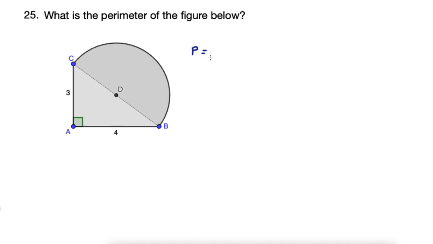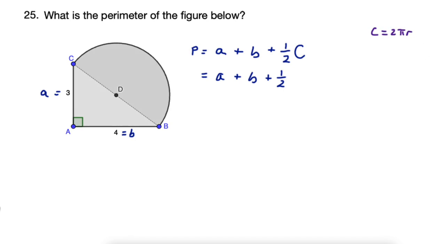So this figure right here has a perimeter of two sides. We can call this A and B, maybe, for our sides, since those are the legs of this right triangle. So we have the length of side A, length of side B, plus we have this semicircle. So I could say half of the circumference of a circle. So my equation would be A plus B plus 1/2. Okay, so what's the equation for circumference of a circle? Circumference is 2 pi r. So 1/2 of 2 pi r.